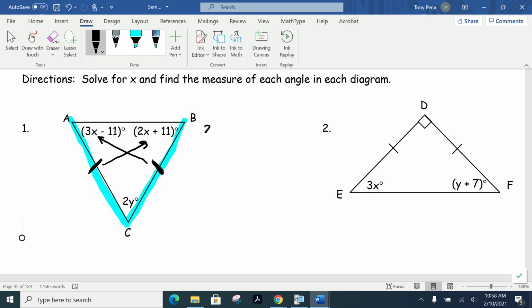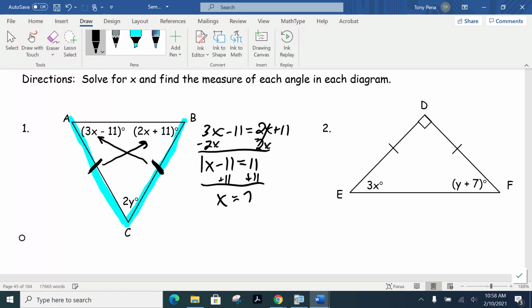That allows us to now set up an initial equation where that 3x minus 11, so this angle on this side, would have to equal this angle over here. And then that's going to allow us to now figure out what our x is. So to solve this, we're going to subtract our 2x from both sides. And we get 1x minus 11 equals a positive 11. Add this 11 to the other side, and then what we find is that x equals 22.